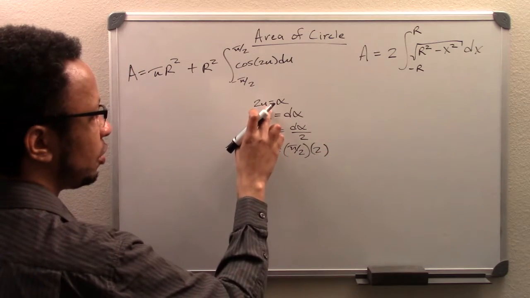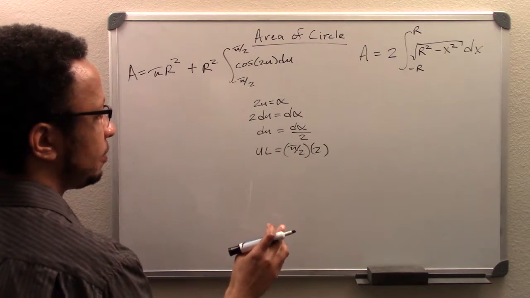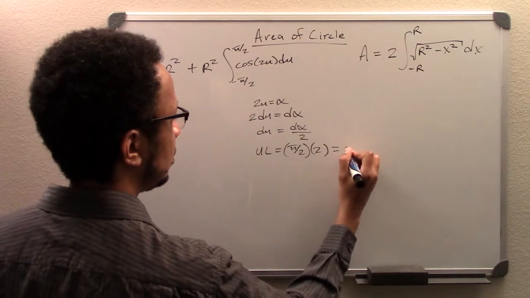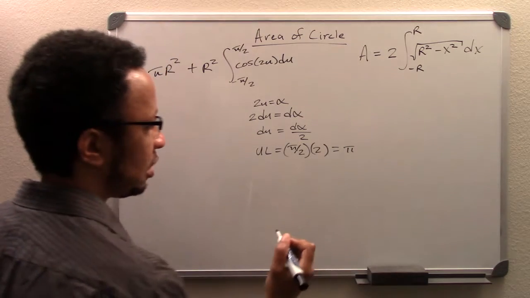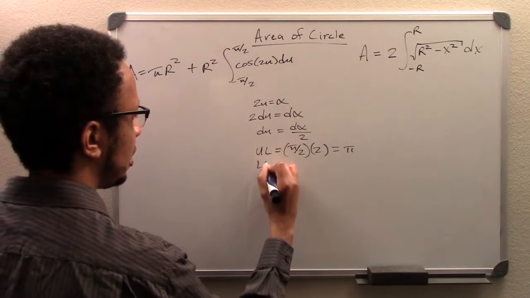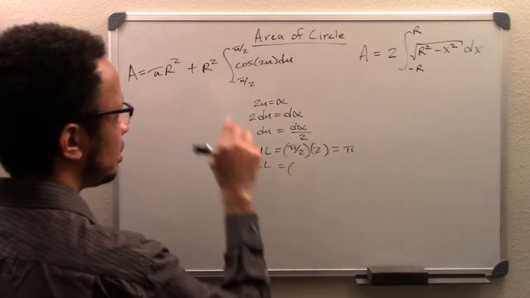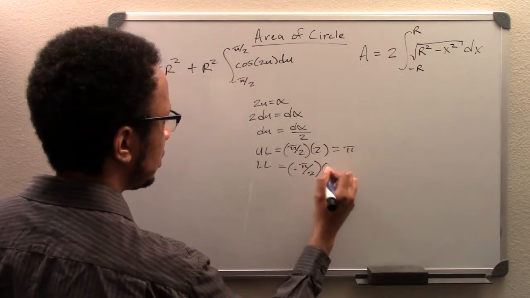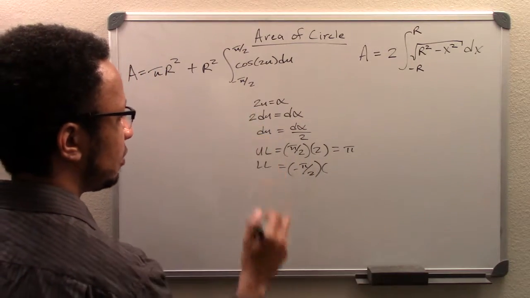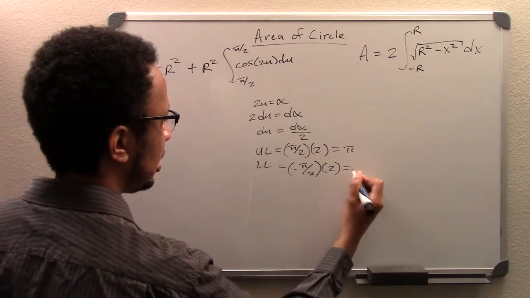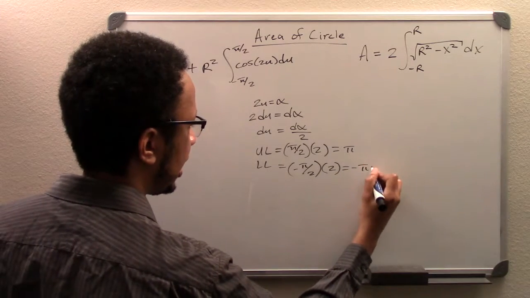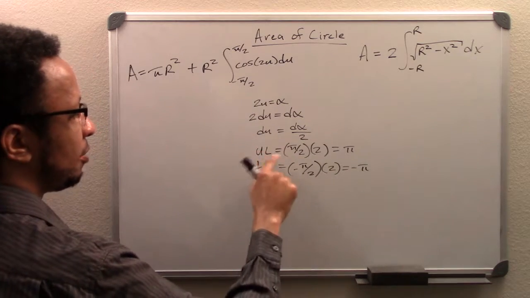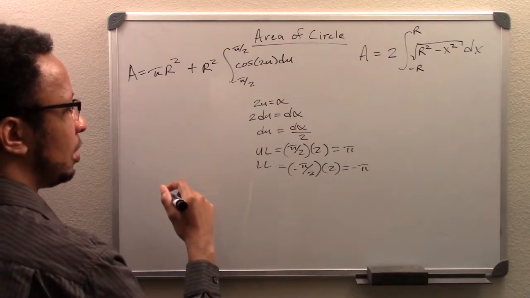And we're going to have 2 here. So 2 times u equals alpha, which will be equivalent to pi. For our lower limit, we're going to have negative pi over 2. So negative pi over 2 times this 2 here that we have is going to equal negative pi. And that's going to be our lower limit. So lower limit here, upper limit here.